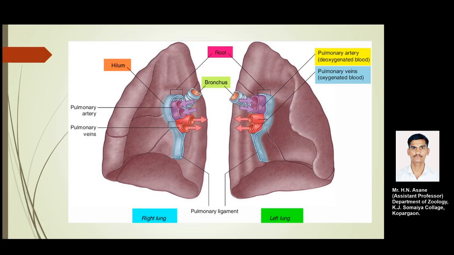So you will see the pulmonary ligament, which holds these three main structures, and they are connected by means of the hilum. You will see the root, the bronchus and all these things. You will see the differences between the right lung and the left lung. So don't confuse the pulmonary artery with the pulmonary vein.